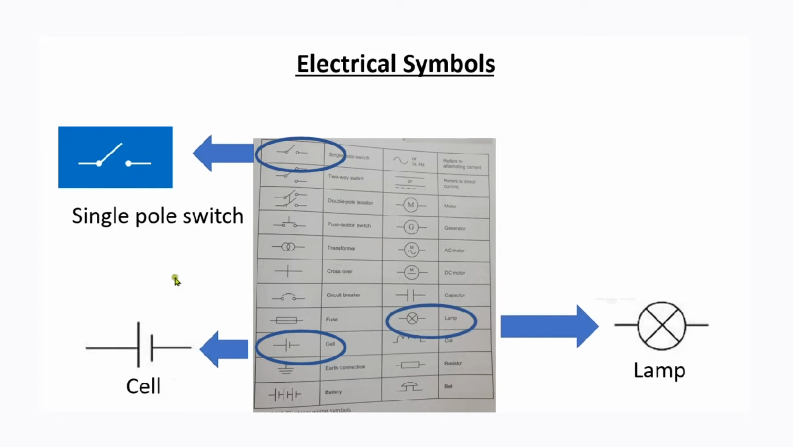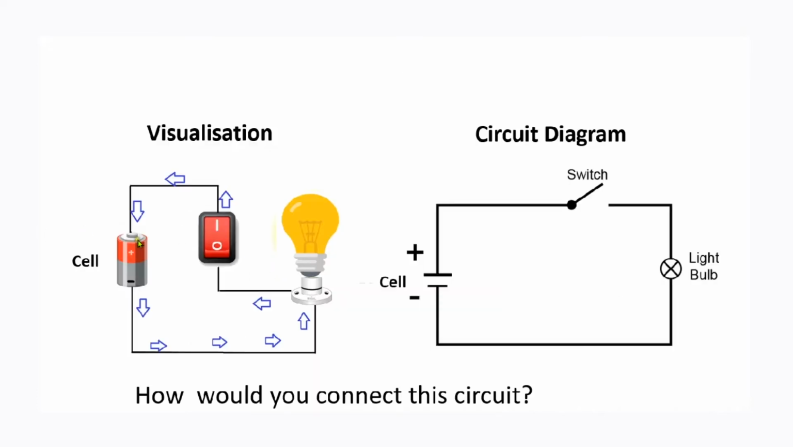Now that I have those three components, I need to take them and bring them into my circuit diagram. So on my left hand side you will see the visualization of what we spoke about first, our cell or battery, our switch, and the lamp. And on your right hand side we've taken the symbols. Here you can see the symbol of the cell, the symbol of the switch, and the symbol of that light bulb or lamp, and we've put it into our circuit diagram.